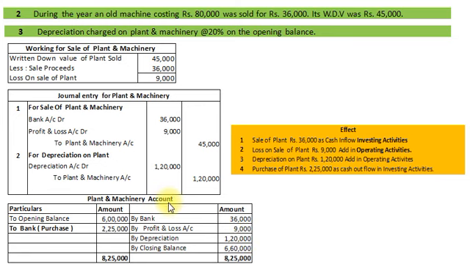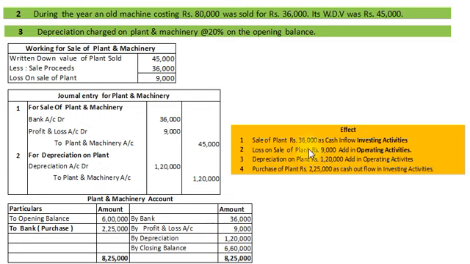By closing plant and machinery account, we get rupees 2,25,000 on debit side. This will be recorded as a purchase of plant and machinery, and our journal entry will be plant and machinery account debit to bank account rupees 2,25,000, and our plant account will tally with rupees 8,25,000.